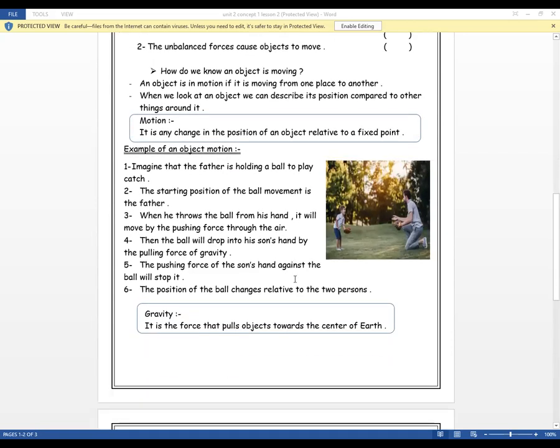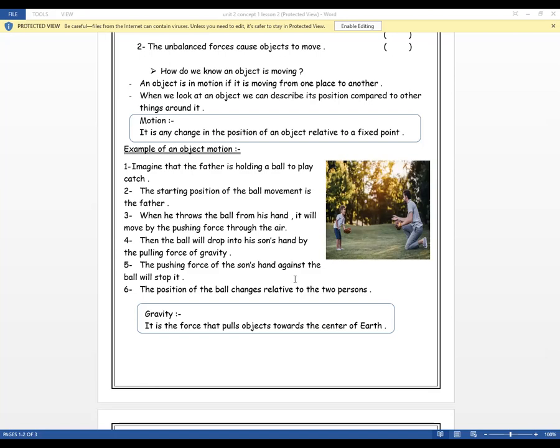How do we know an object is moving? An object is in motion if it's moving from one place to another place. Okay? When we say the object is moving, it means that this object will move from one place to another. When we look at an object, we can describe its position compared to the other things around it.